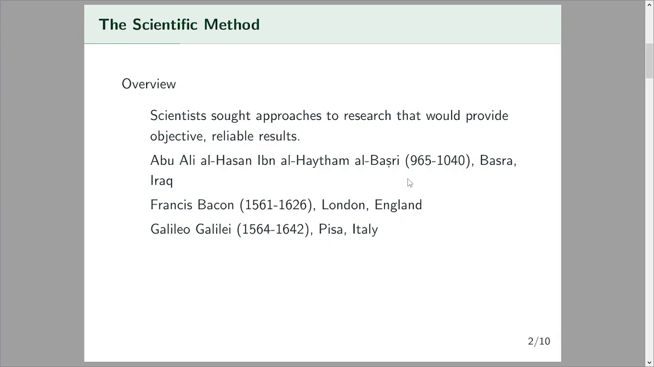Francis Bacon was a scientist who was from London. Notice he lived about 500 years later, sort of in the Renaissance as well. Galileo lived in Italy. He was born in Pisa, from 1564 to 1642. Usually, Galileo is referred to as the sort of first scientist, but there's probably a lot of Western bias in that.